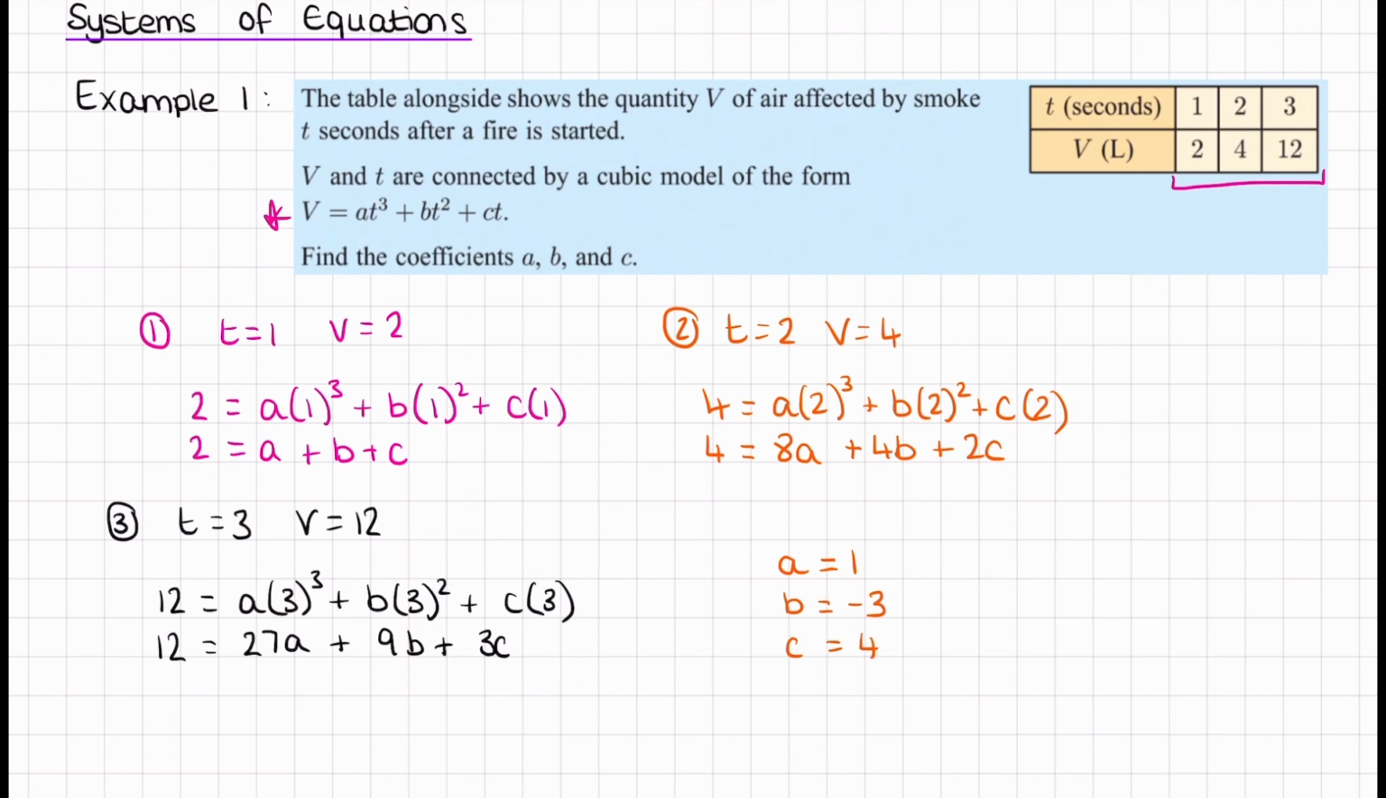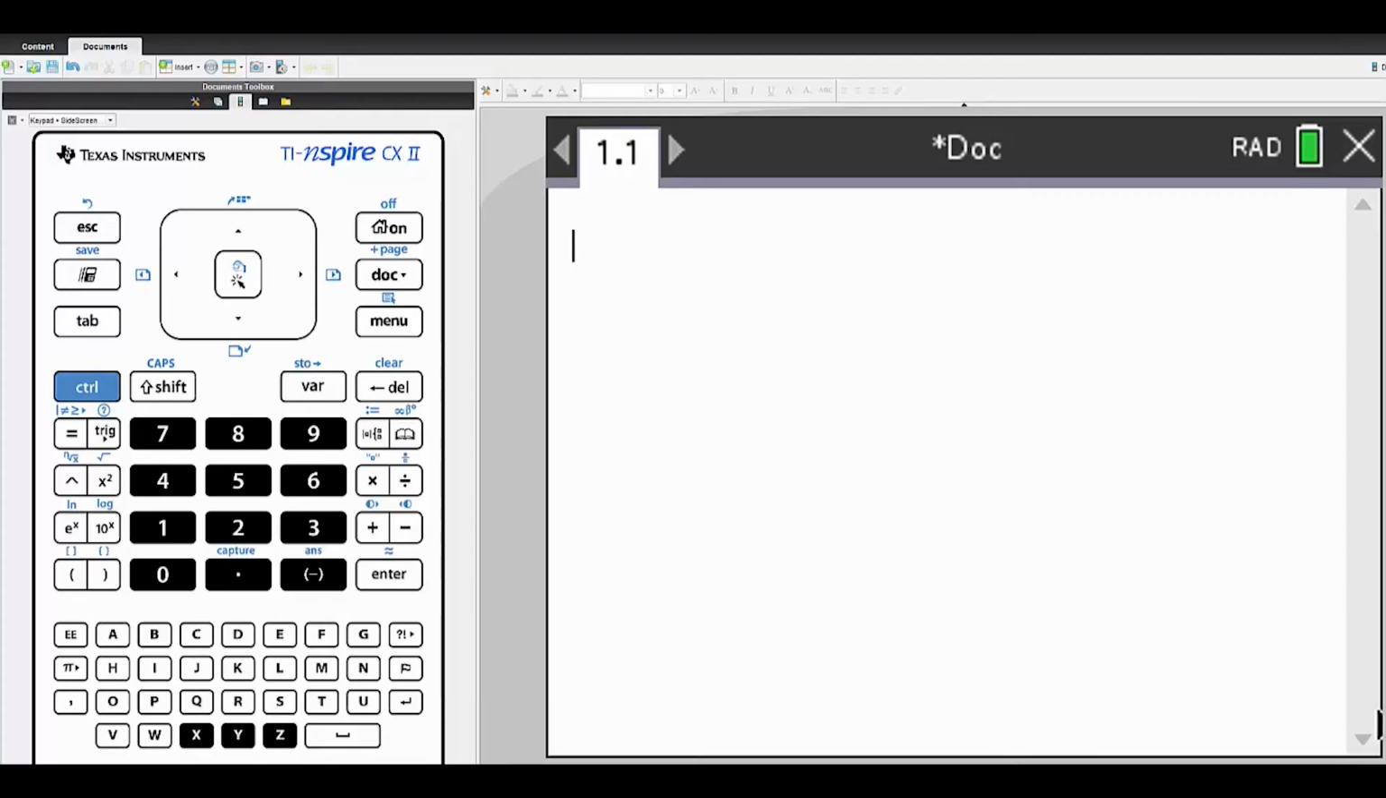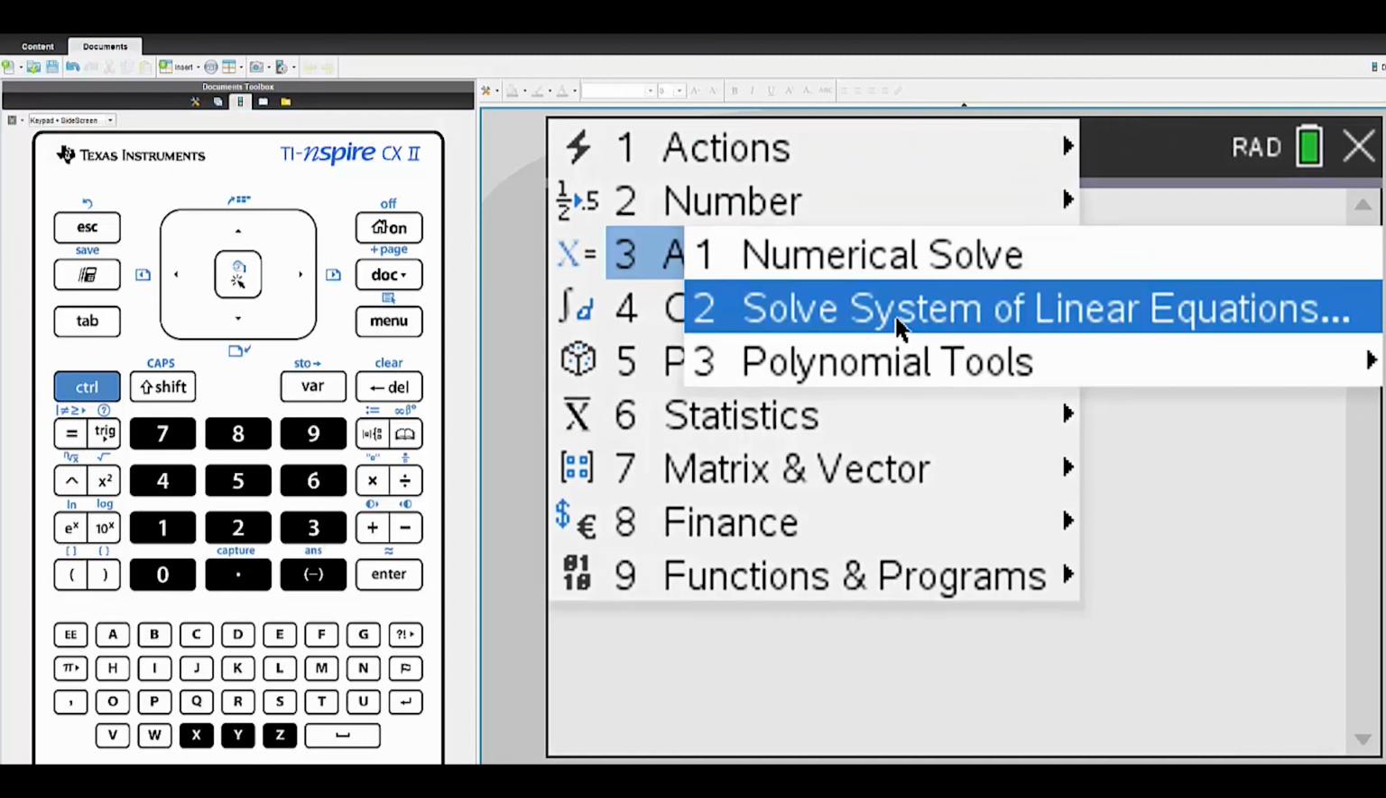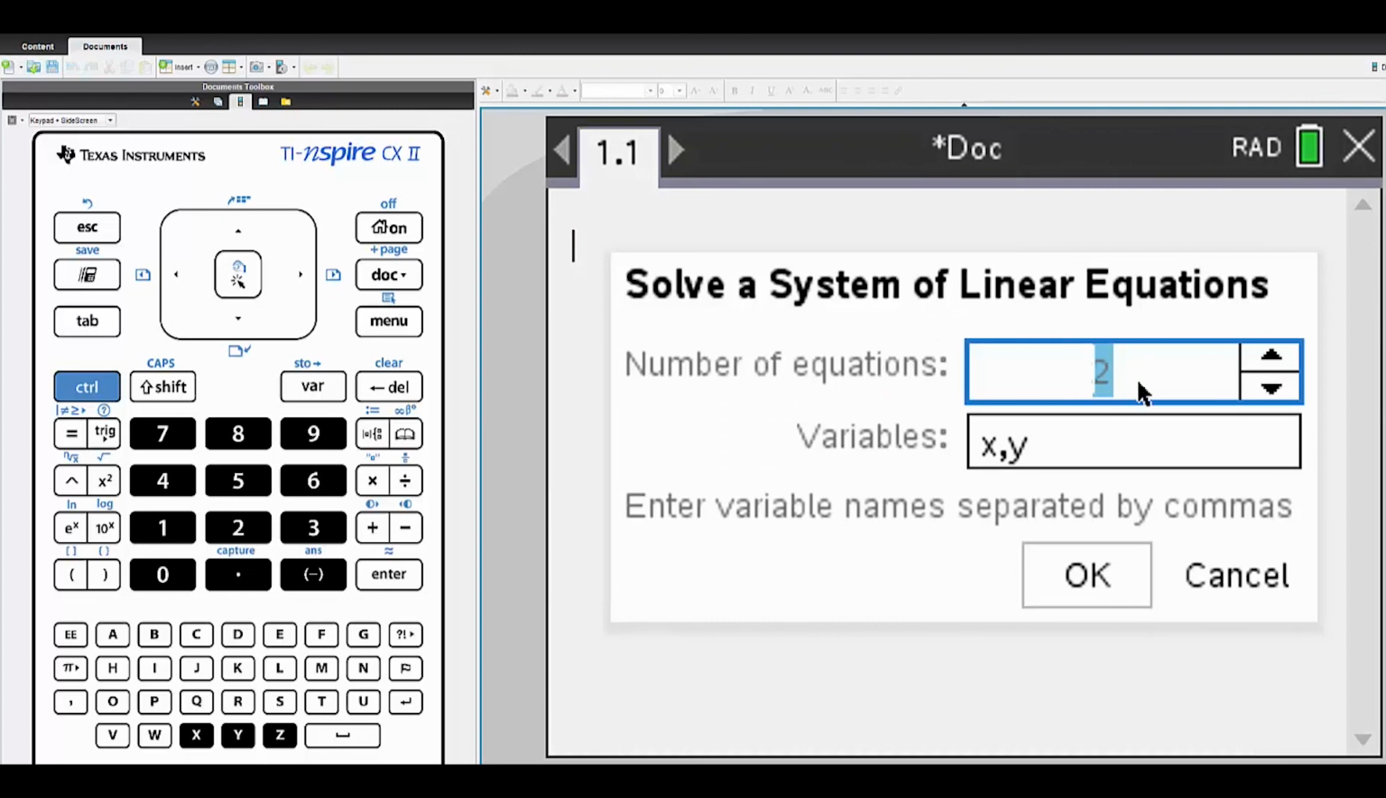And now I'll just quickly show you how you put that into the TI-Nspire calculator. On our calculators, to solve systems of linear equations, what we need to do is, on a calculator page, go into menu, number 3, algebra, number 2, solve system of linear equations. In here it asks for how many equations we have. For this example we had 3, and then our variables were a, b and c.